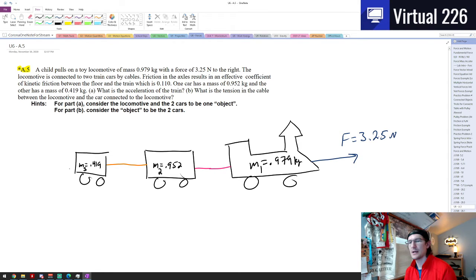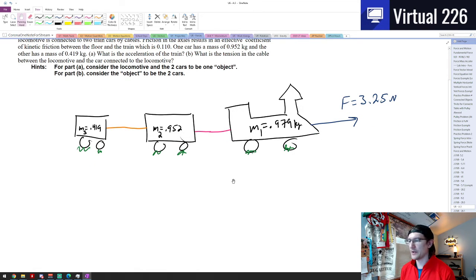Okay? Now we also know that there's some friction acting on these train cars. So maybe I'll draw some friction underneath here, just so I get an idea and remember that friction does indeed exist. So that's kind of our picture there. So let's see, what can we do with this picture? What's going on? Well, I'm looking for the acceleration of the train. So that's the acceleration of the whole thing.